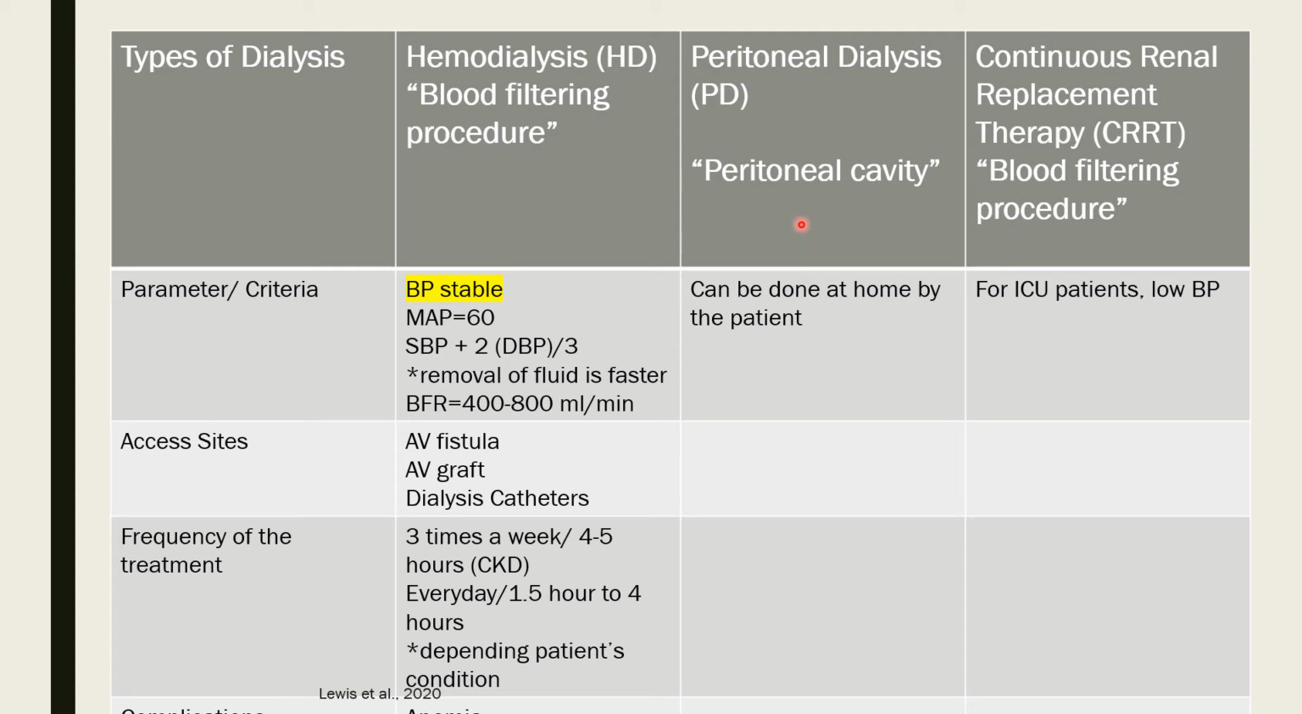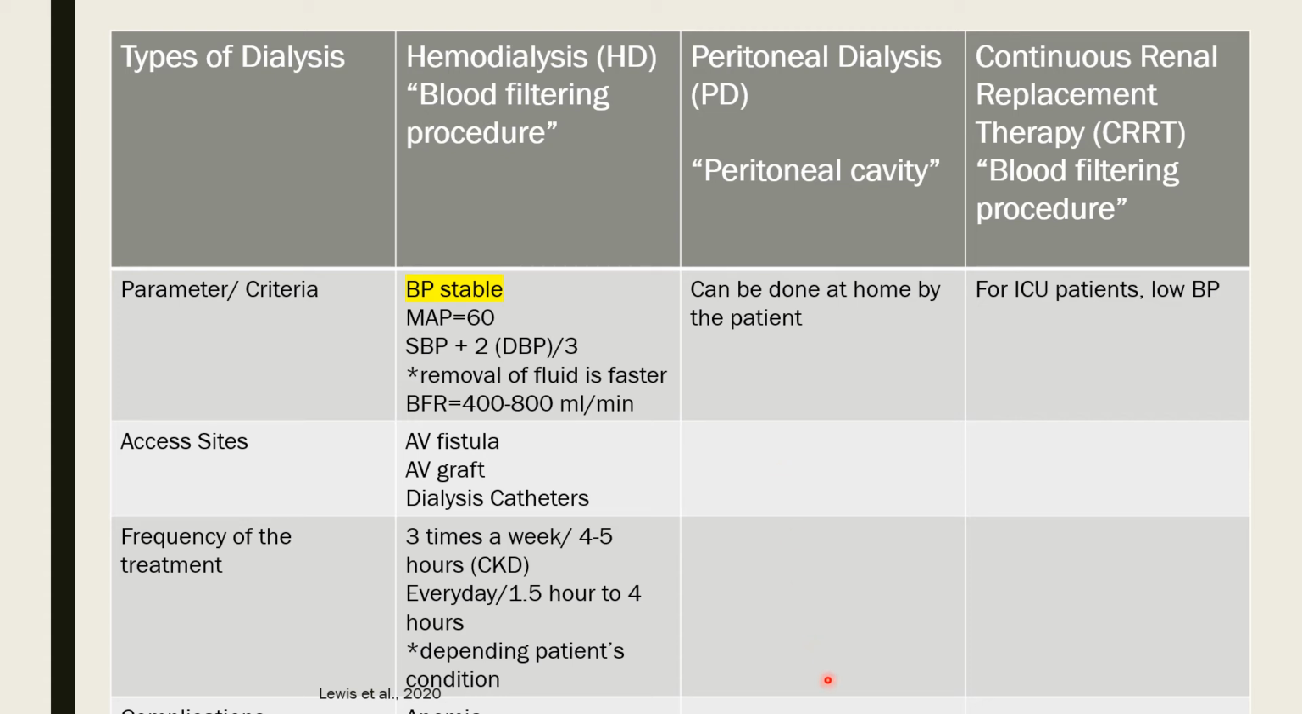Now, if they are on peritoneal dialysis, this can be done at home by your patient. So your patient is knowledgeable about their peritoneal dialysis. They know what to do. They know how it's set up, okay? The access site here would be peritoneal dialysis catheter, okay? You will see it in their abdominal area, close to the belly button. So you will see it there. And again, it's a catheter, so we want to make sure that we perform aseptic technique.